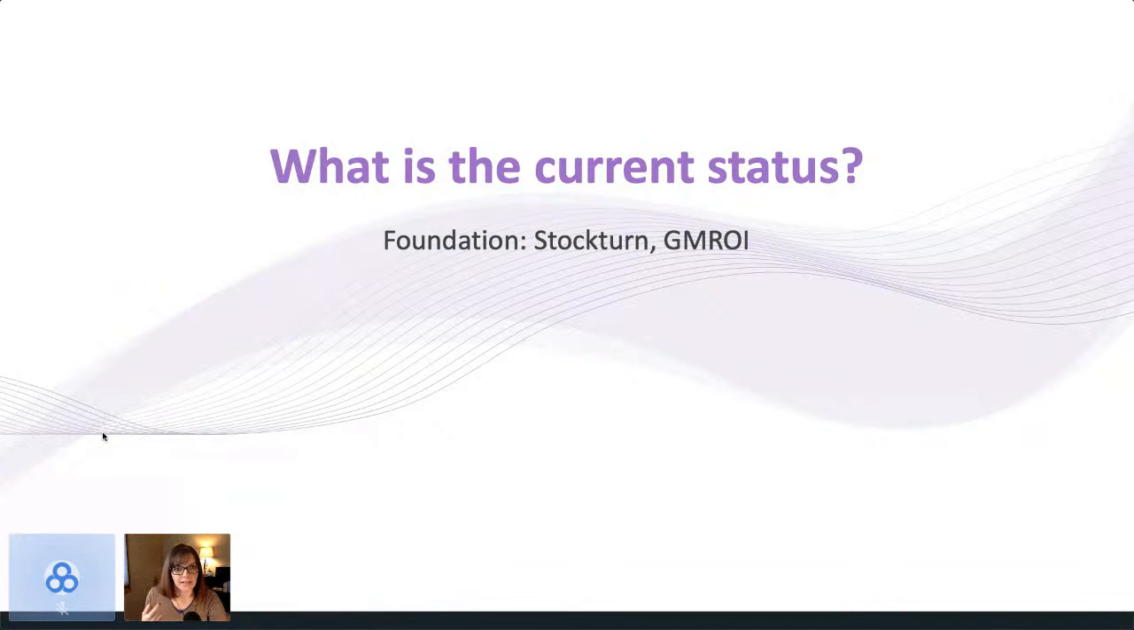Then GMROI is looking at, okay, we invested $1 into inventory. Am I turning that into $1, $2, 5, 10, what's our return on investment? It's basically saying, okay, over and above the cost of our stock, what is our margin related to that? So both we're looking at speed of turning it back into cash, and then how large can we get that return on investment?